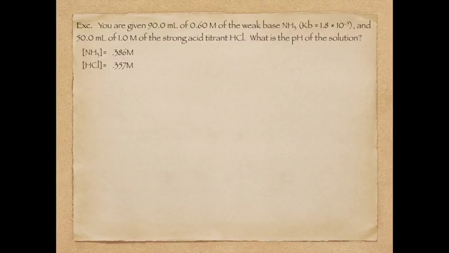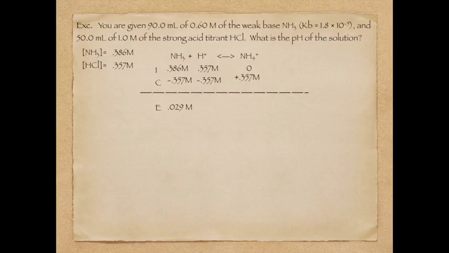So I'm going to write the reaction of ammonia with hydrogen ions. So ammonia reacts with hydrogen ions, and that's going to produce an ammonium, NH4+. Okay? So ammonium is the conjugate acid of ammonia. So I'm going to ice it. I'm going to put 0.386 molar for my ammonia, 0.357 for hydrogen ions, and 0 for ammonium. I'm going to subtract 0.357 because all of the hydrogen ions are used up, add 0.357, and what I end up getting is 0.029 and 0.357.